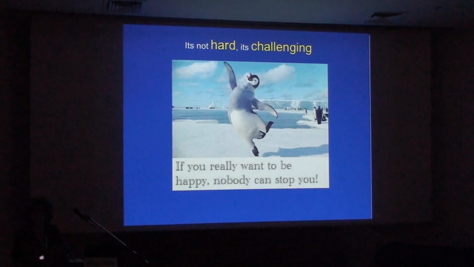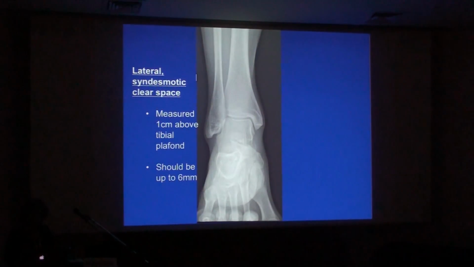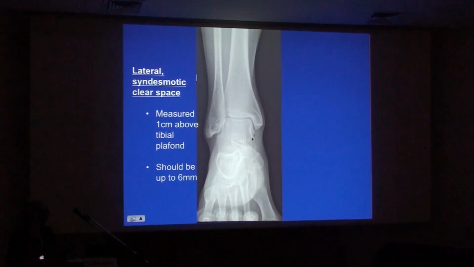So my point is, this is not going to be very hard. It's going to be more challenging than hard, and we need to know it. Again, I'm not going to talk about easy fractures. I'm just going to talk a few seconds on the syndesmotic ligaments. So you need to look at the AP and actually at the ankle mortise view to review the syndesmotic and the medial and the deltoid.